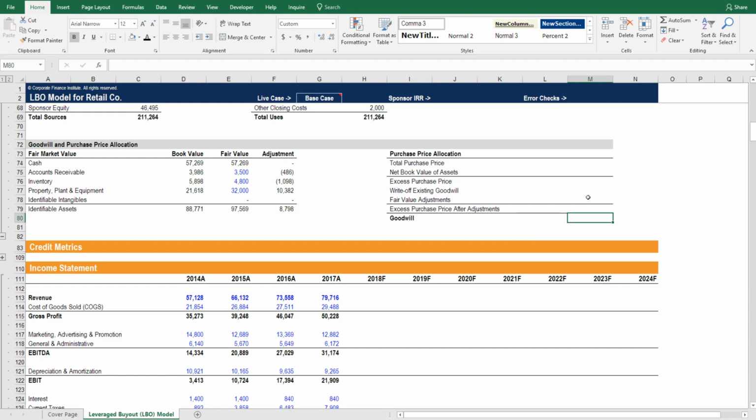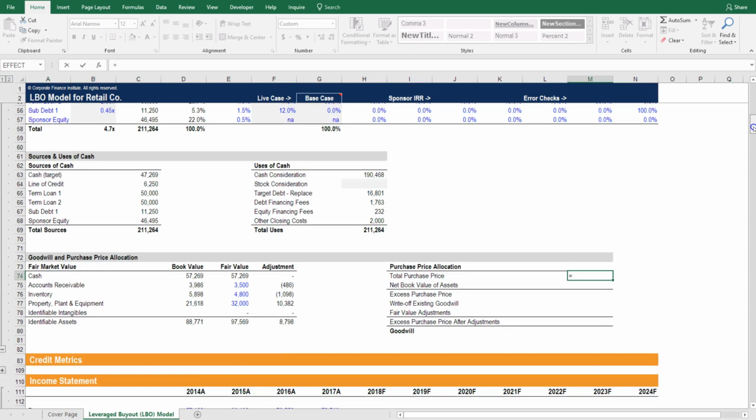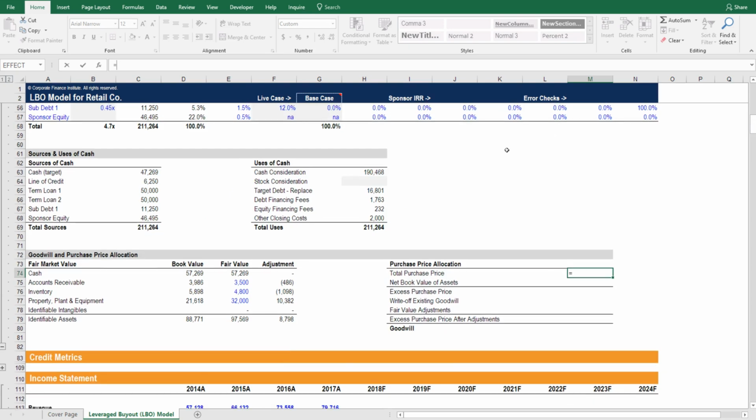Okay, so we closed the raw data file since we don't need that information anymore. Let's fill in this purchase price allocation table now. Let's start by bringing forward the total purchase price. So the total purchase price, we can just scroll up and grab right here. The total purchase price is this total consideration. Let's add to that any stock consideration that might be included. So we get 190 million.